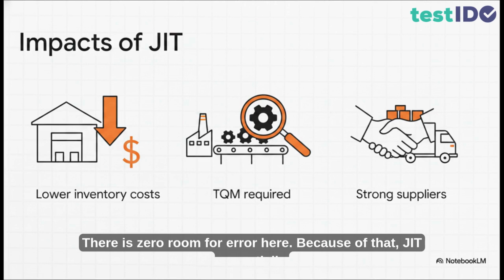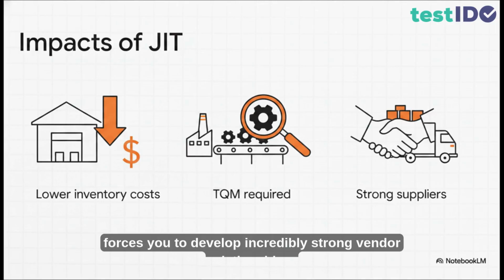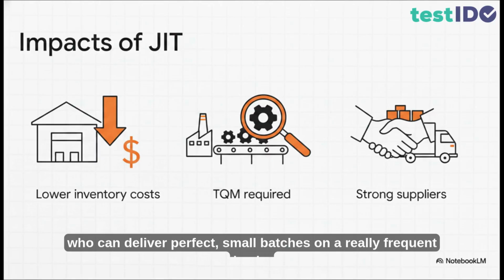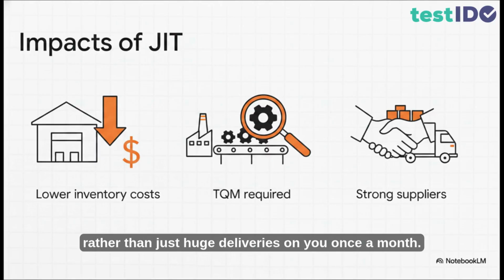Because of that, JIT essentially forces you to develop incredibly strong vendor relationships. You've got to rely on a small handful of highly reliable suppliers who can deliver perfect, small batches on a really frequent basis, rather than dumping huge deliveries on you once a month.